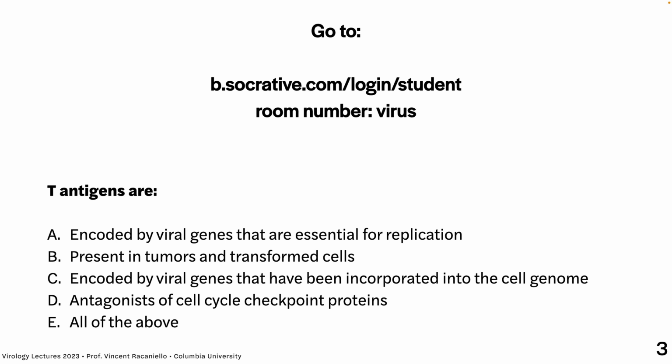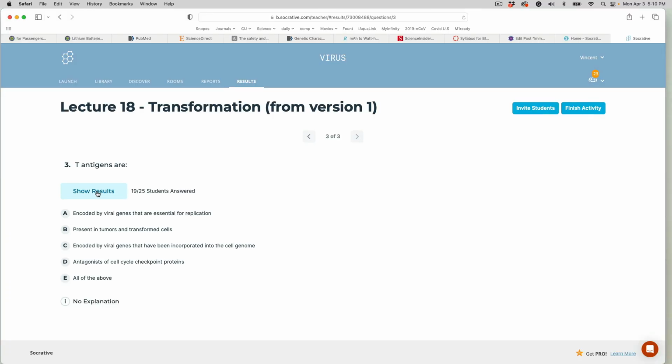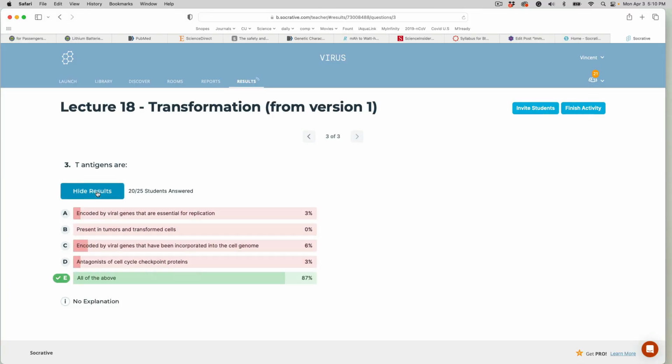Last question. T antigens are encoded by viral genes that are essential for replication, present in tumors and transformed cells, encoded by viral genes that have been incorporated into the cell genome, antagonists of cell cycle checkpoint proteins, all of the above. What are T antigens? All right, what did we do? So all of the above is correct. These are all properties of T antigens.